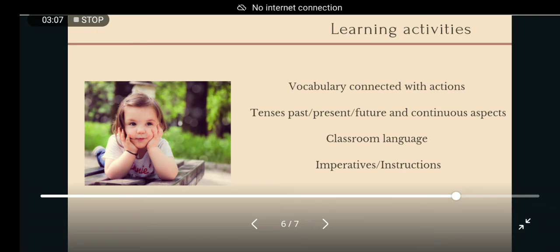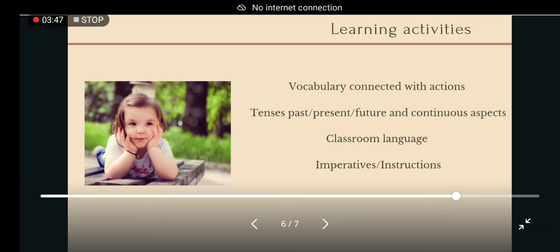Some learning activities you can use in the classroom are vocabulary connected with action, like smile, chop, headache, etc. Using the tenses, past, present, future, and continuous aspects like routines: every morning I clean my teeth, I make my bed, I eat breakfast, etc. And classroom language, like open your book, pay attention, or imperative instructions: stand up, close your eyes.